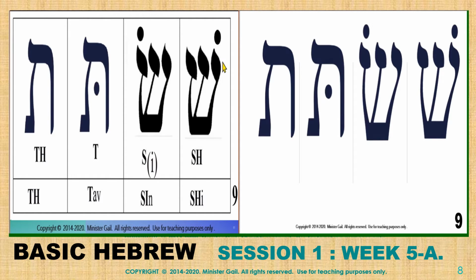S-H if the dot's on the right, S-I-N if the dot's on the left. T if the dot's in the middle, T-H if no dot. She, sin, tav, and T-H, th. Over here, it's going to be S-H because the dot's on the right. This will be S or S-I for the sin on the left. T if there's a dot in the middle and has a little foot over here. T-H with no dot. See, and has a foot and it's closed. And you know it's a T-A-V, the last, 22nd letter of the alphabet, because the little foot's on there. Look for the little foot.